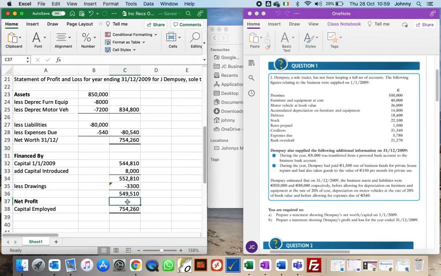So that means what the capital employed must also be worth. Those two numbers must be the same. So the net profit then is going to be the 754,260. Take away the total that we got in the capital accounts. We get a net profit of 204,750. And that's how we work out our net profit. It's the missing figure to make the capital employed to be the same as our net worth at the end of the year.